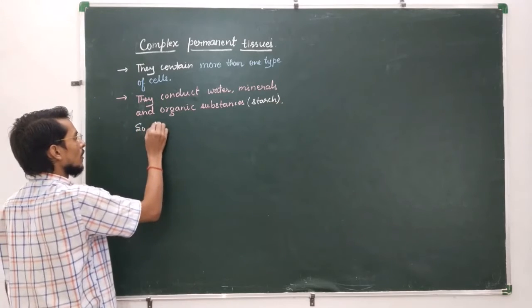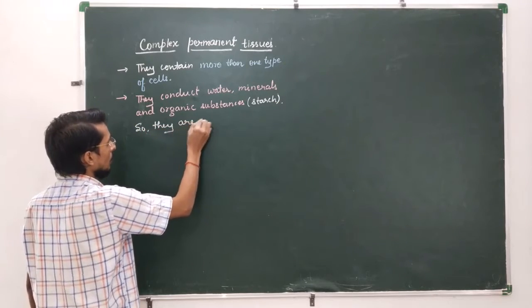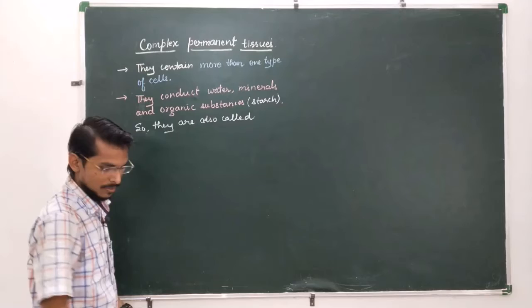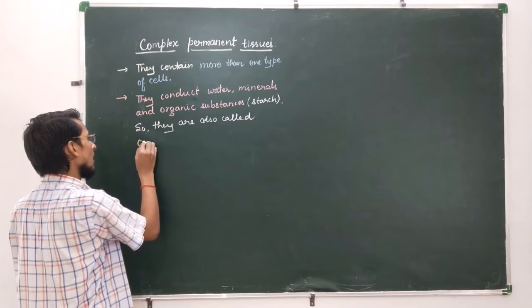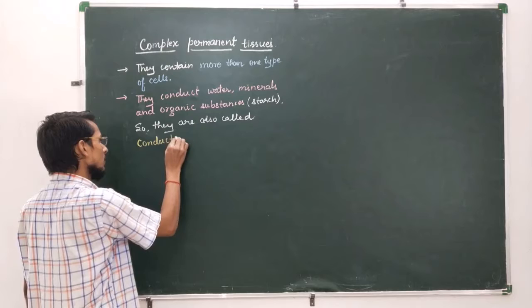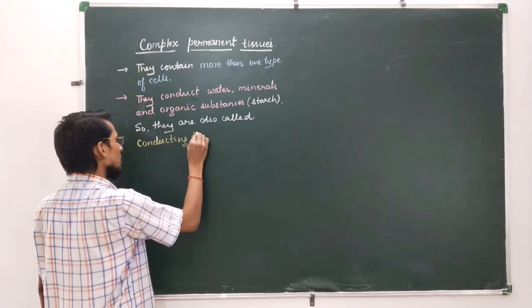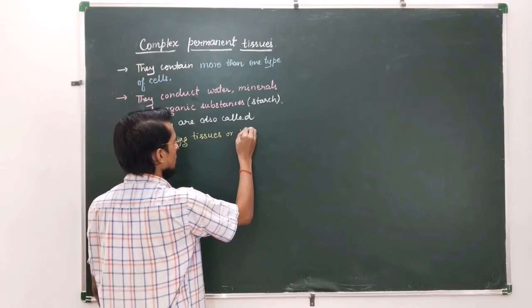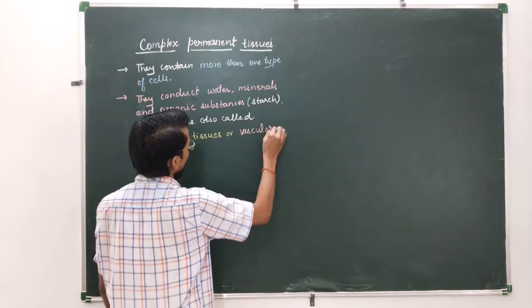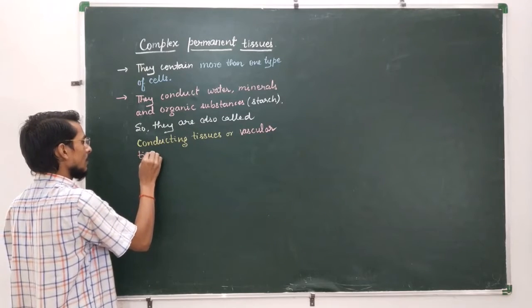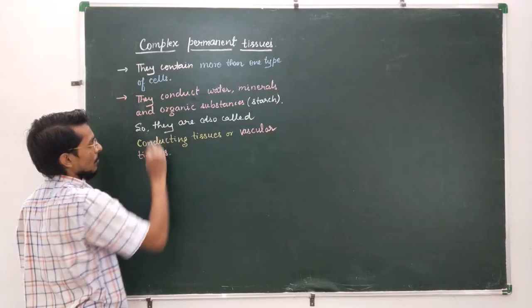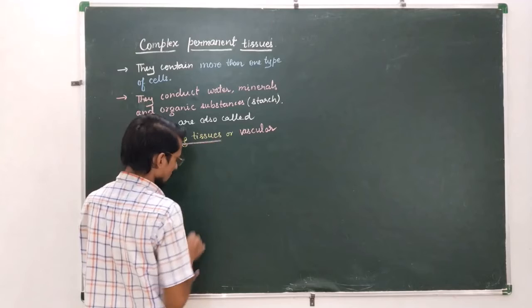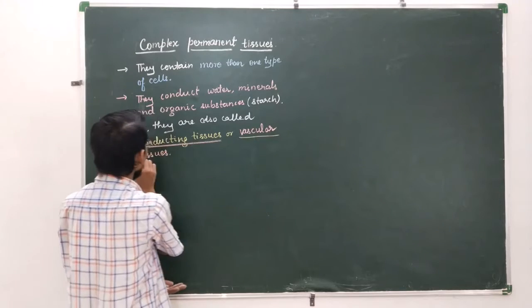So they are also called conducting tissues or vascular tissues. These are other names of complex permanent tissues. Complex permanent tissues can be named as conducting tissues or vascular tissues.